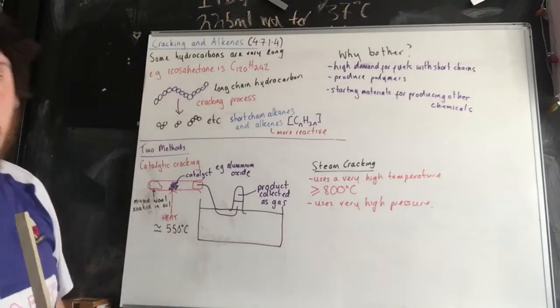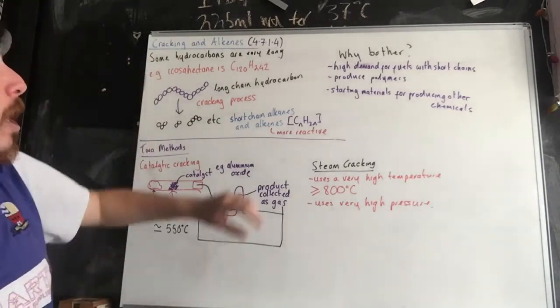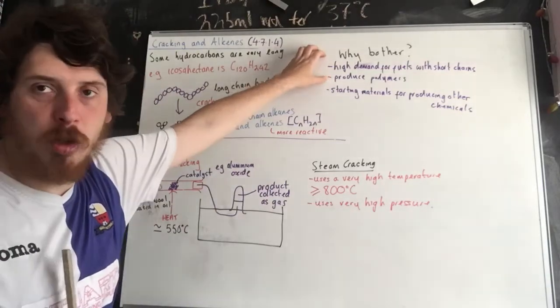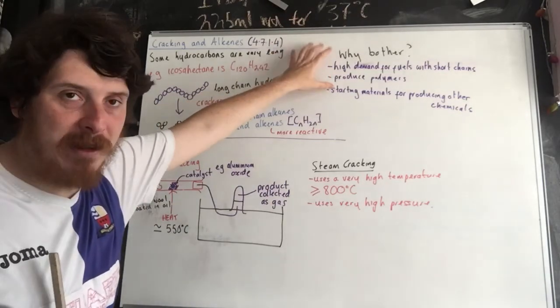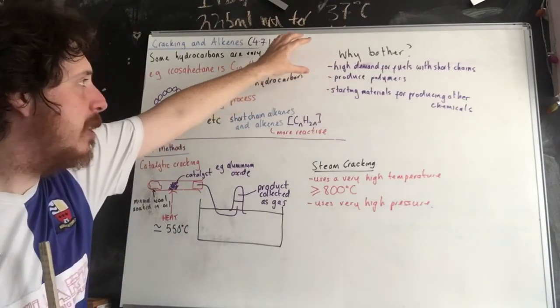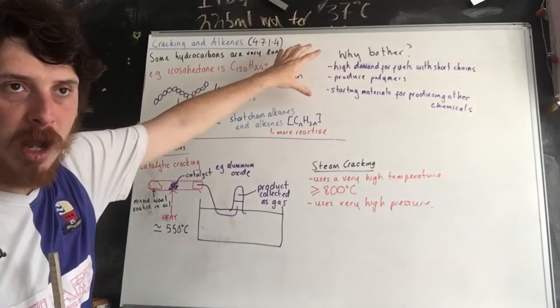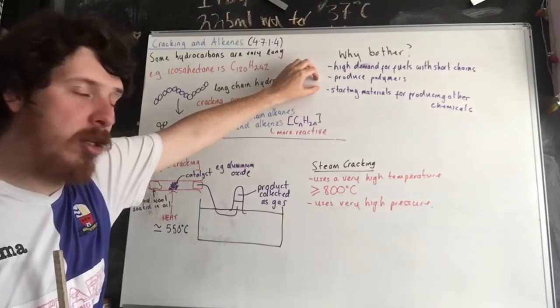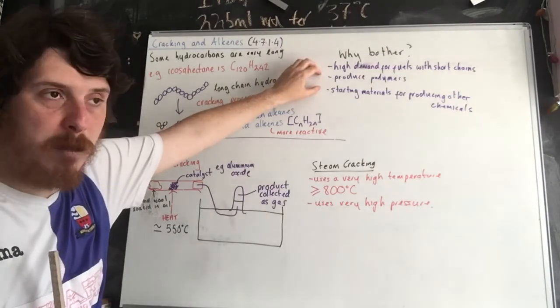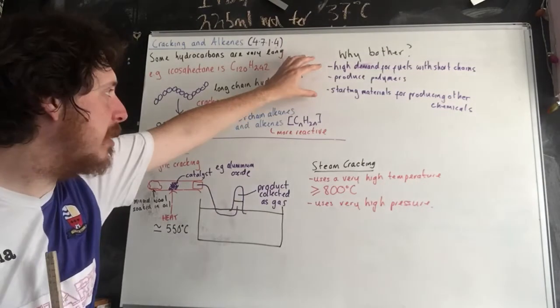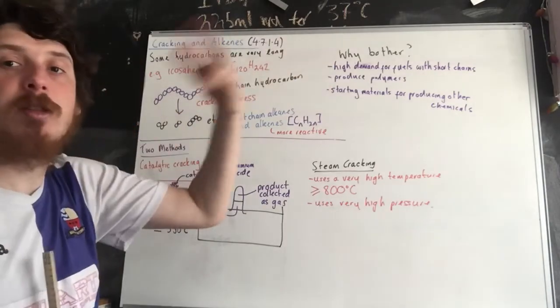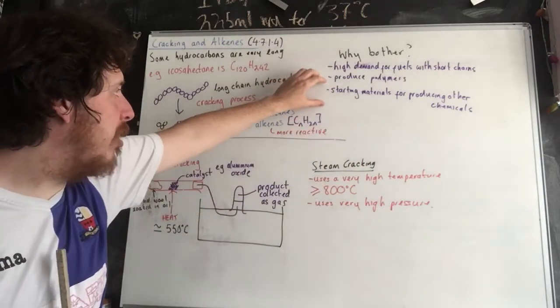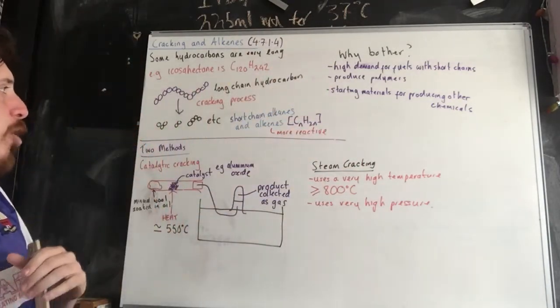Now, why do we bother doing cracking? There's high demand for fuels with short chains. They're very flammable, so they're easier to break down, and that means they've got a high amount of energy. In terms of other uses, they can produce polymers, so your plastics, plastic bags, etc., amongst many other uses, and also they're the starting materials for producing other chemicals.